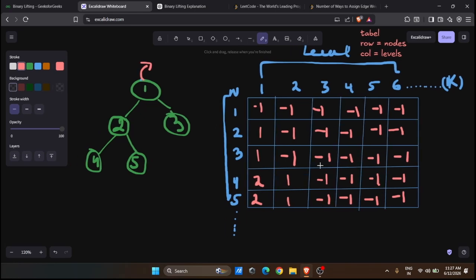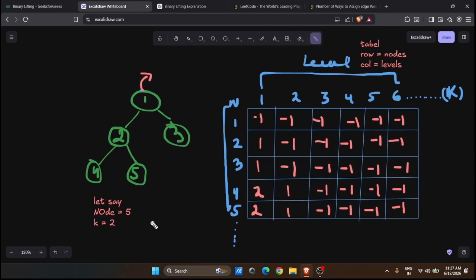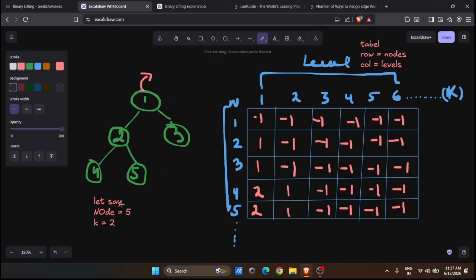Now let me try running this. Let's say the question states that the node is 5 and we have to find its K2, meaning second level parent, which is going to be 1. So how are we going to find it on the table? We can see directly here. The node is 5 and its level 2 parent is 1, which we can directly access from the table. So like this we can get the answer easily. So we got the answer 1 over here.